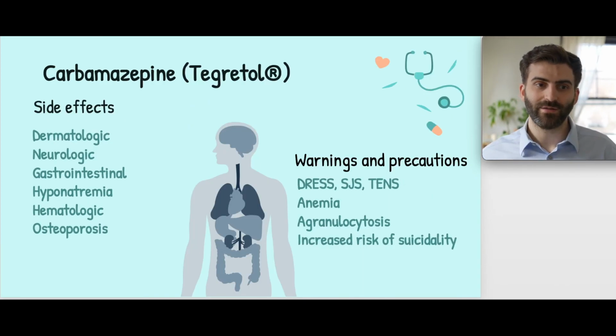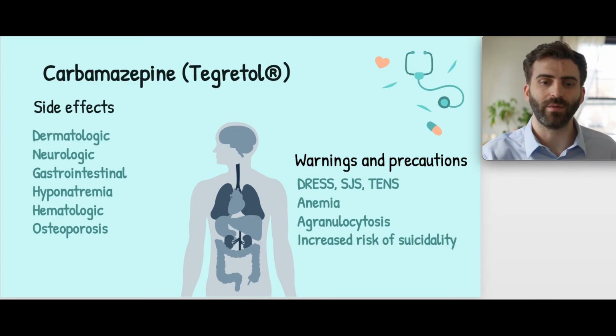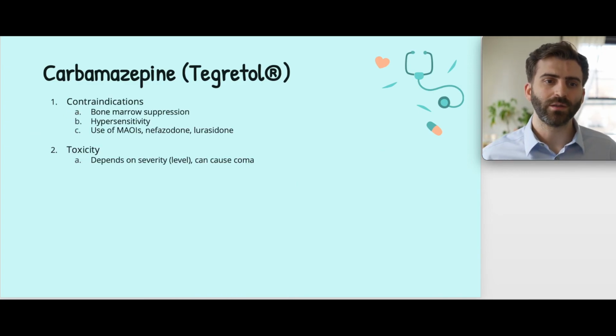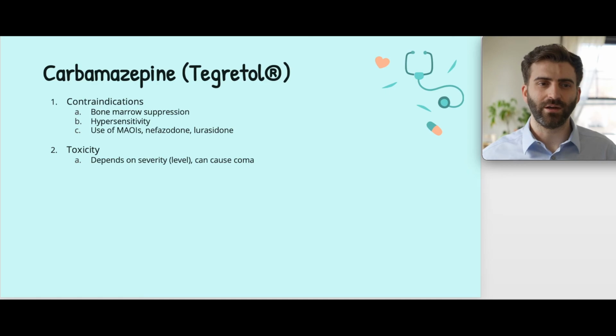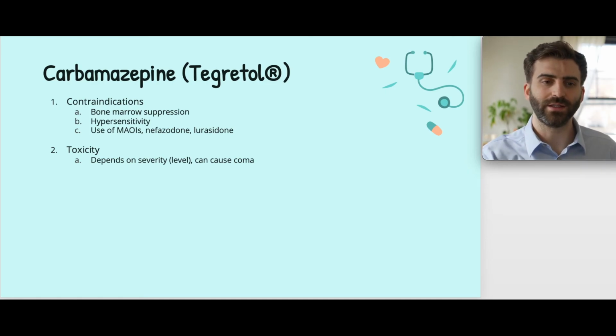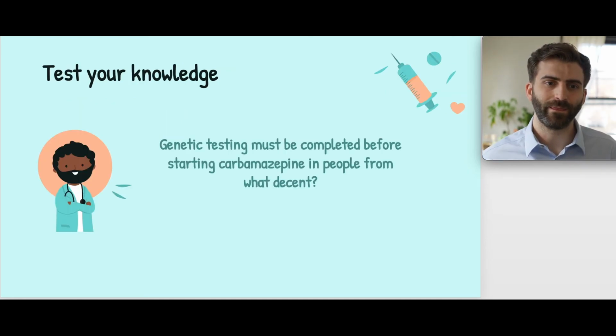Next are some of the side effects. So there's some severe rashes that can occur with carbamazepine as well. And there's some other side effects noted here as well. Hyponatremia is kind of unique to carbamazepine. Some contraindications can be seen here: bone marrow suppression, hypersensitivity, and so on.